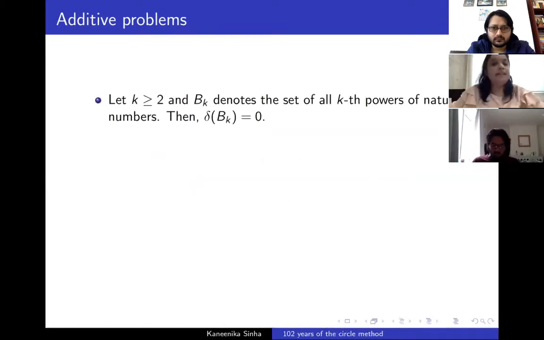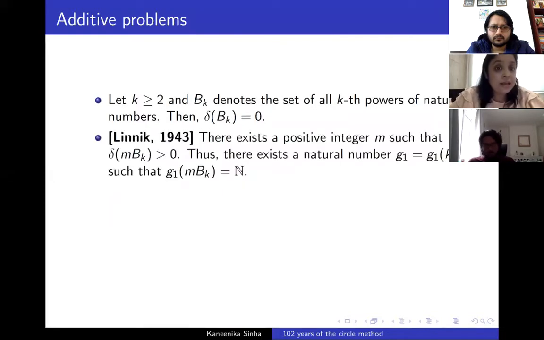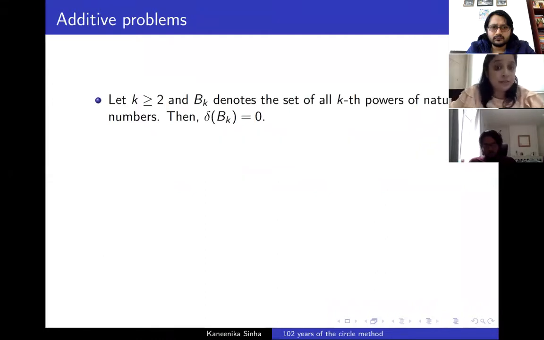So for example, let us take k to be greater than or equal to 2, and let B sub k denote the set of all kth powers of natural numbers. It will not take you very long to check that the Schnirelmann density of B sub k is equal to 0. So we cannot apply Schnirelmann's theorem to solve Waring's problem.